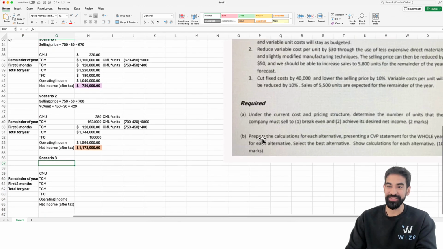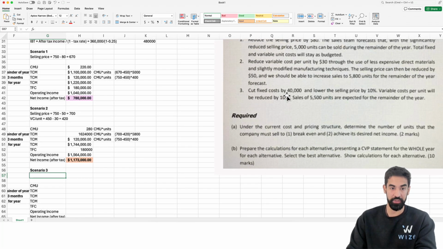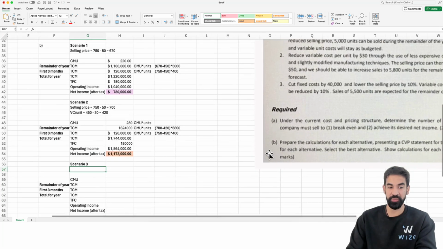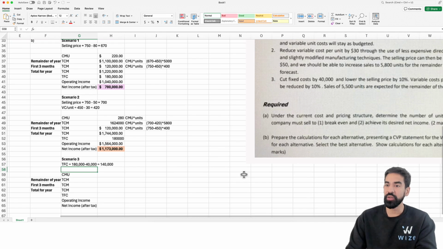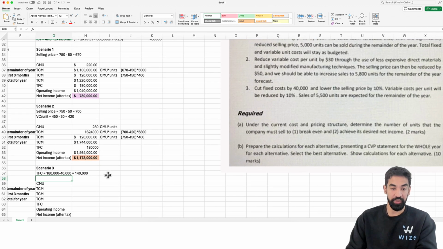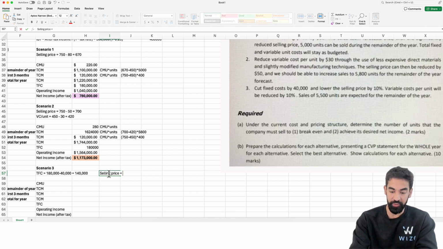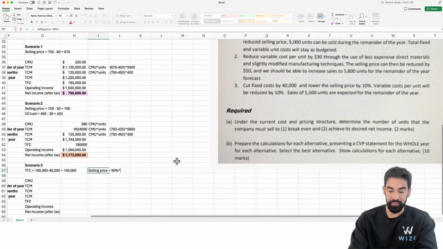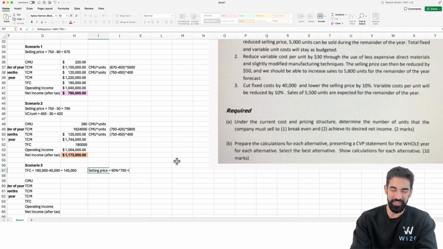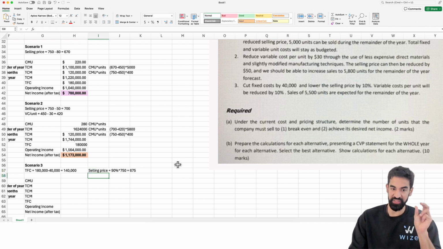And what do we have for the selling price? It says cut fixed cost by 40,000. Okay, so the fixed cost used to be 180,000, so now I'll put here total fixed cost equals 180,000 minus 40,000, which equals 140,000. And lower the selling price by 10%. So what is the selling price going to be now? You could say basically 90% times 750, because if it decreases by 10%, only 90% is left. Which would be 750 minus 75, which is 675. If you don't like that way, you could times 10% by 750. It's 75, and then do 750 minus 75. It'll give you 675. Just faster, right?